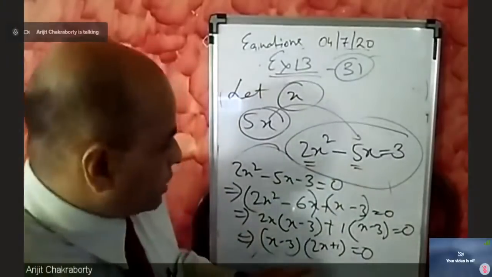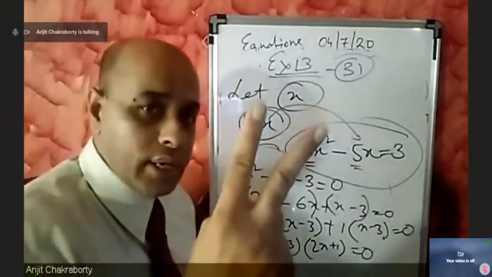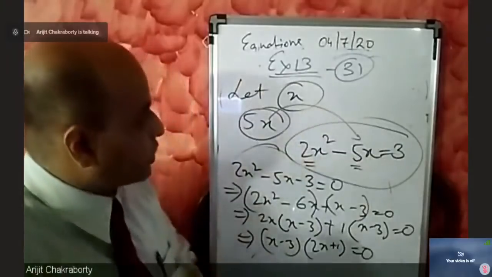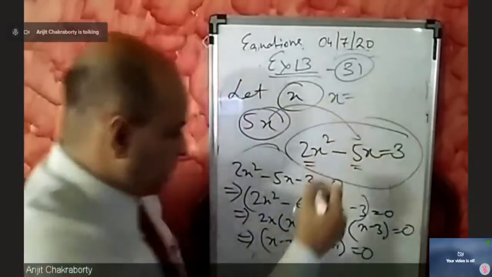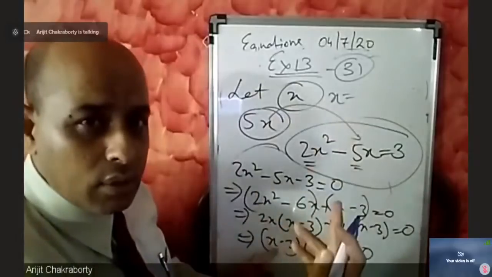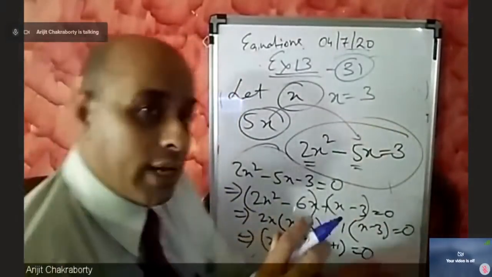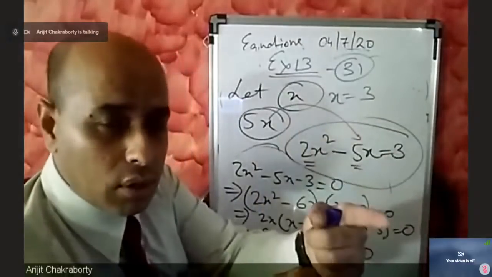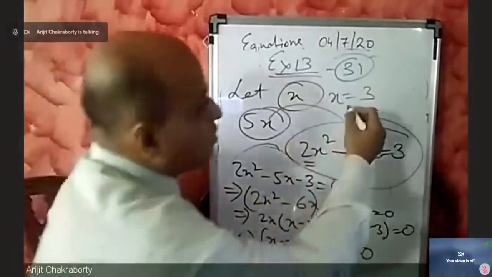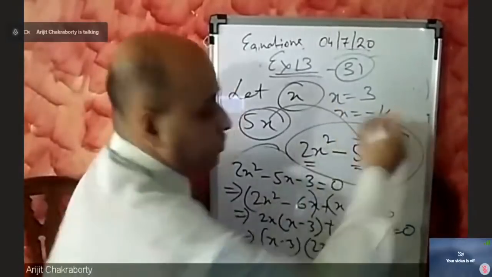So dear friends, please note that we are getting two values of x because it's a quadratic equation. We are getting x minus 3 equal to 0, which means x is 3, and another value, 2x plus 1 equal to 0, which means x is equal to minus half.